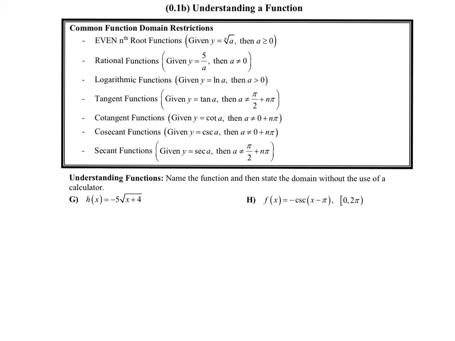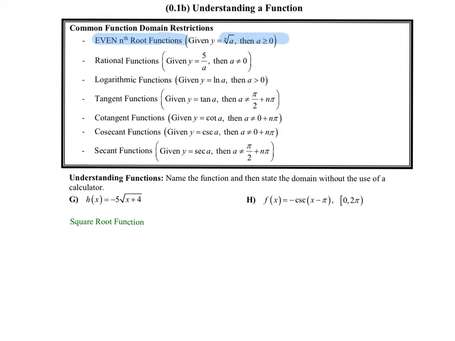Example J is a square root function. It is an nth root function where the nth root is even. So it does have a domain restriction. And the domain restriction, again, is that you cannot take the square root, 4th root, 6th root, 8th root, anything that's even. You cannot take an even nth root of a negative number.